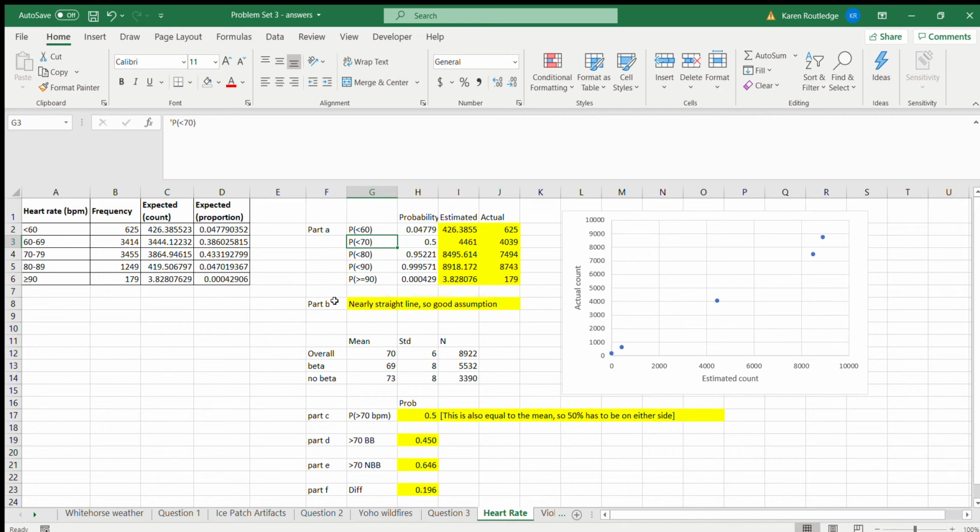So part A, we get our numbers. That's really all I wanted. Part B says, well, given the actual numbers and the expected numbers, is it okay to use the normal curve? Like, are the data normally distributed?